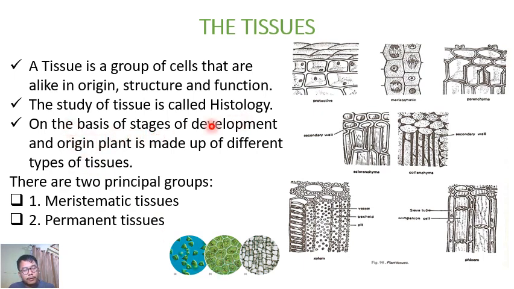On the basis of stages of development and origin, a plant is made up of different types of tissue. There are two principal groups: number one, meristematic tissue, and number two, permanent tissue, which will be discussed in the next slide. And these are the tissues: the protective tissue, that is the epidermal tissue, and this is the meristematic tissue. These are parenchyma tissue, sclerenchyma tissue, collenchyma tissue, xylem tissue, and phloem tissue.